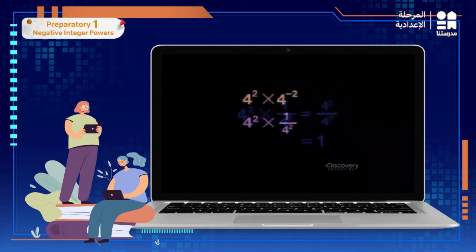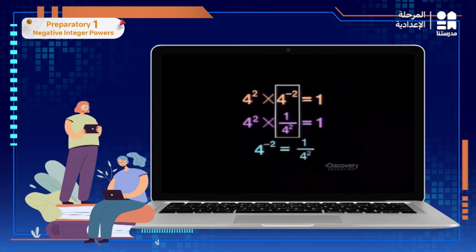Let's put together the two things we've just done. We started both times with 4 to the power 2. In the first case, we multiplied by 4 to the power negative 2. The answer was 1. In the second, we multiplied by 1 over 4 to the power 2. The answer was still 1. So what could be more reasonable than to conclude that these two are equal? 4 to the power negative 2 equals 1 over 4 to the power 2.